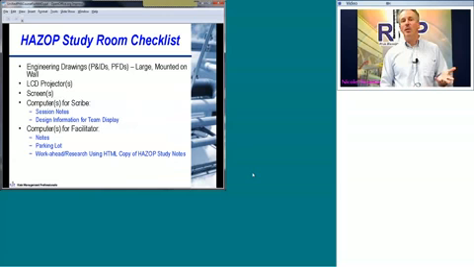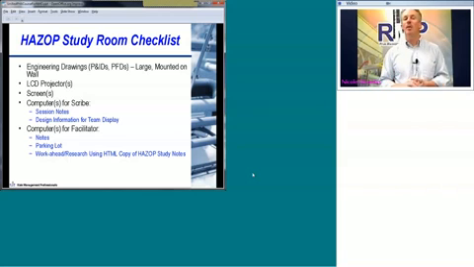In terms of the things you want to have, you want to make sure that you have large copies, as well as the 11 by 17 copies that you hand out to everybody for their personal use and personal notes. You want to have large P&IDs and process flow diagrams mounted on the wall so that you can point to things, highlight nodes, get people's attention and keep them focused.